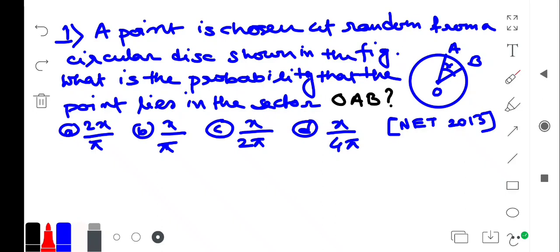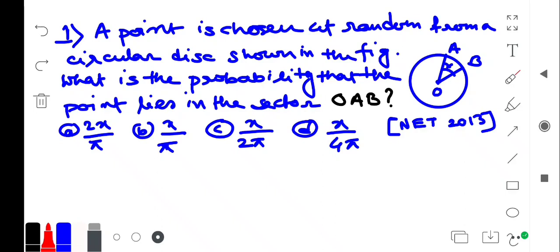So a point is chosen at random from a circular disc shown in the figure. What is the probability that the point lies in the sector OAB? Suppose a point is given on a circle, chosen at random from a circular disc. We have to find the probability that the point lies in the sector OAB, okay?